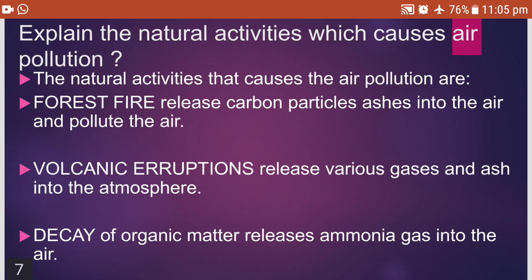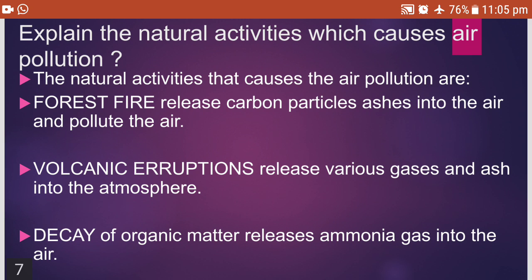So we will now explain the natural activities which cause air pollution. What are the natural activities? The natural activities that cause air pollution are, first, forest fire. They release carbon particles and ashes into the air and pollute the air. Second one is volcanic eruptions. Volcanic eruptions release various gases and ash into the atmosphere.